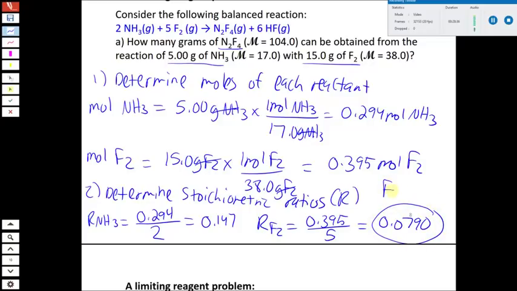So we've identified with this series of steps that F2 is our limiting reactant. And we notice the importance of doing these steps because we see that fluorine, we have a larger mass, 15 grams versus 5 grams. Fluorine, we also have more moles, 0.395 versus 0.294. Yet in spite of being greater in both of those respects, it has the smaller stoichiometric ratio, so that's going to be the one that's our limiting reactant. So can't skip any of these steps if we're going to do it this way. All right, so F2 is our limiting reactant.